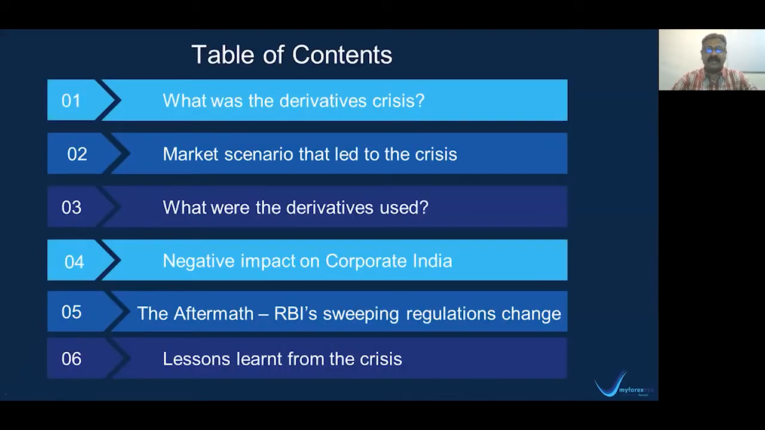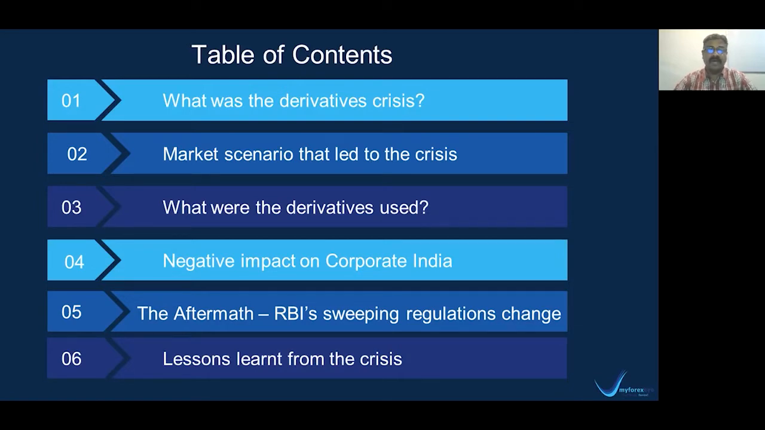At first, let us have a look at the brief table of contents, and then we'll get into the detailed part of it. First, let us understand what the crisis actually was. Then we'll also look at the various market scenarios that led to the crisis, what the market actually was that led to this kind of a crisis in the forex derivatives. We'll also throw a lot of light on what were exactly the forex derivatives that were used.